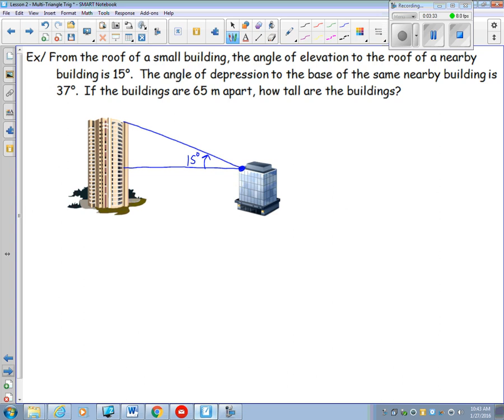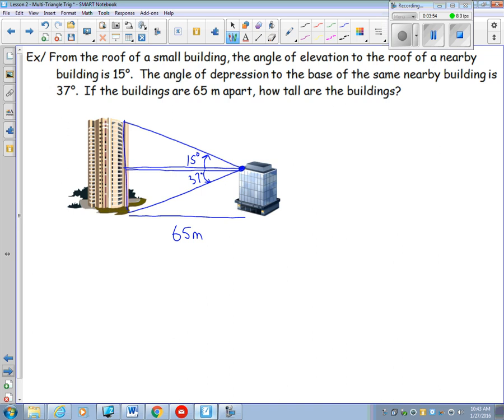The angle of depression to the base of the same nearby building is 37. Again, think about the horizontal, but I'm looking down at the building now, so my difference is from the horizontal down. So that would be 37 degrees. Okay, and the buildings are 65 meters apart, so I know this distance is 65. Okay, and I want to know how tall are the buildings.